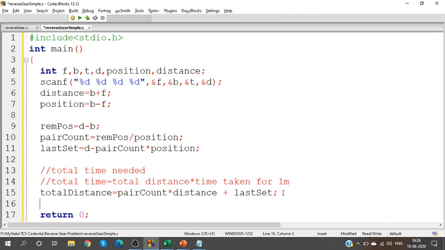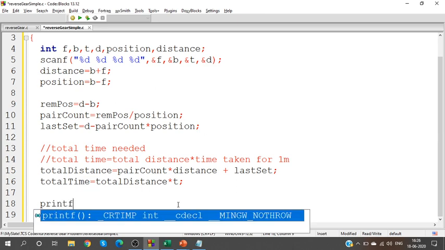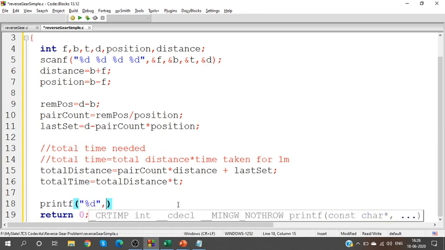Okay. So how shall I calculate total time? Total time is equal to total distance into time taken for 1 meter. This time taken for 1 meter is given as input, stored in T. So into T. That's it. Then printf percentage d, total time.